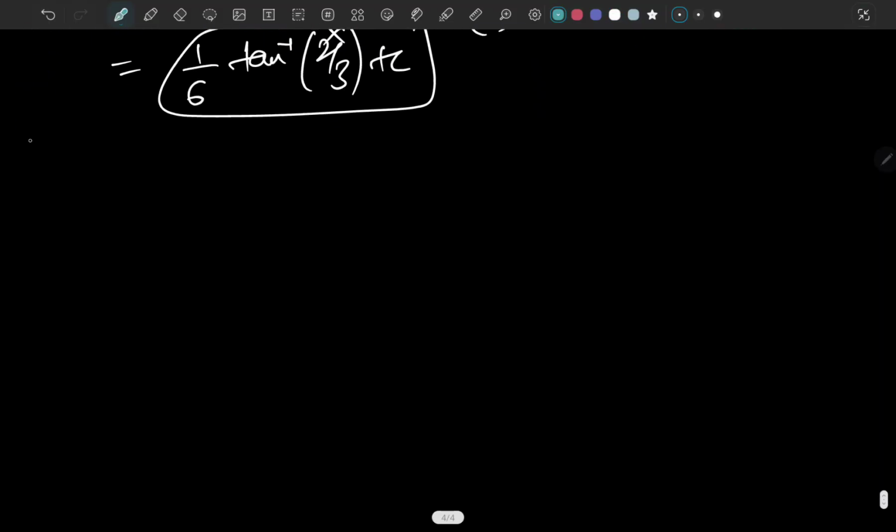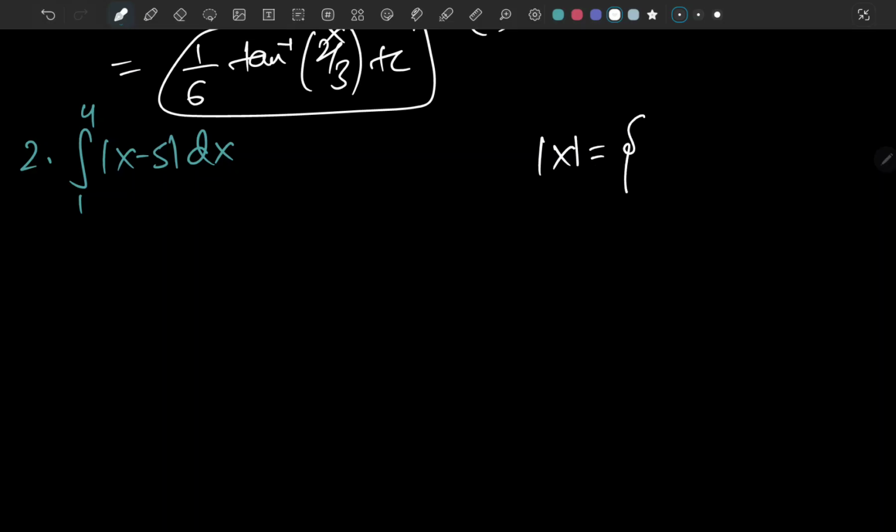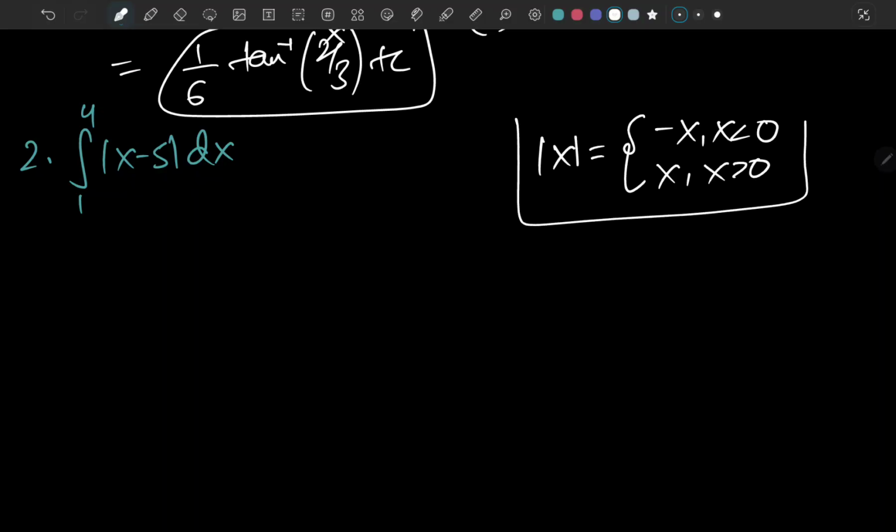That is question number 2, and I want you to solve this integral by yourself. Literally, I must say, don't watch my solution, because, as you remember, the modulus or absolute value of x is negative x for x less than 0 and positive x for x greater than 0. I mentioned it in a video some time ago.